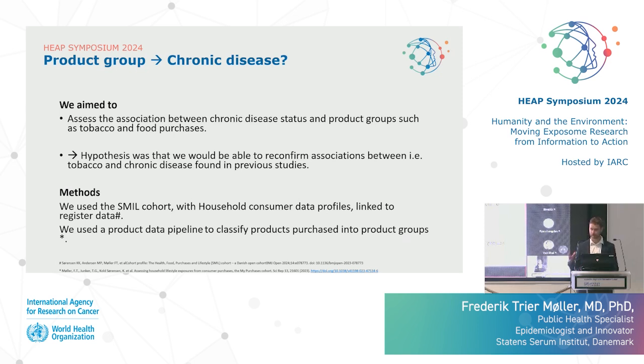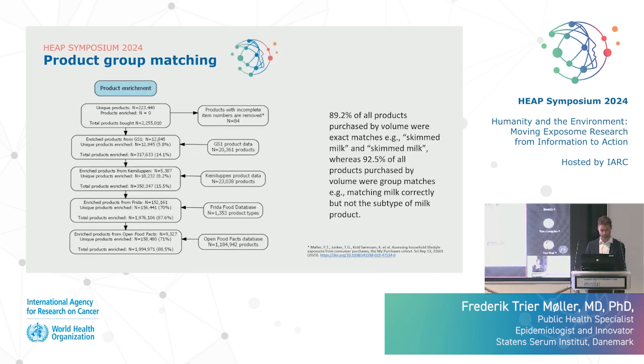Then we used a product pipeline developed as part of the HEAP product to classify products purchased into product groups. So once again, I'll just stay a little bit with the product matching. It is not a trivial process. This is from our 2023 publication on this. You can see here we start out with something like 223,000 products, and then we match it to this product data source that is called GS1.